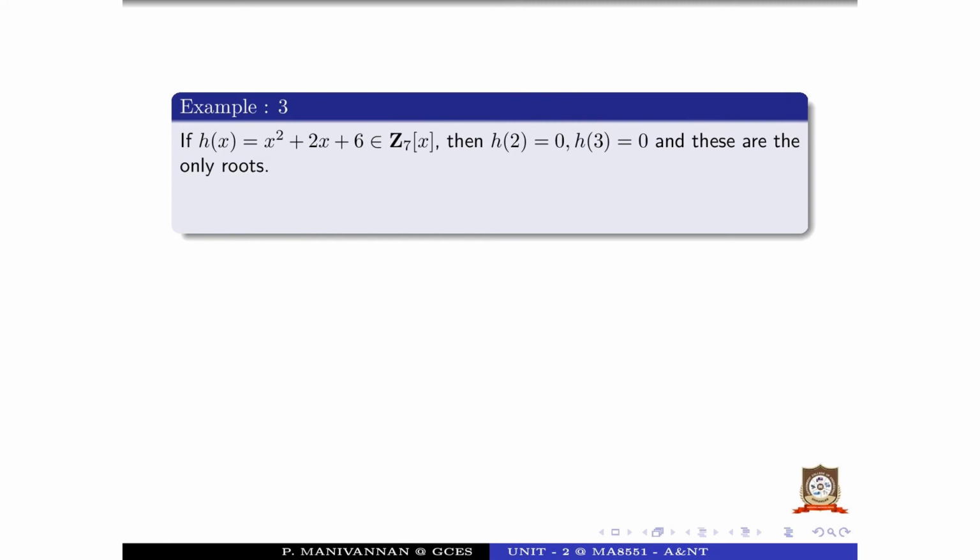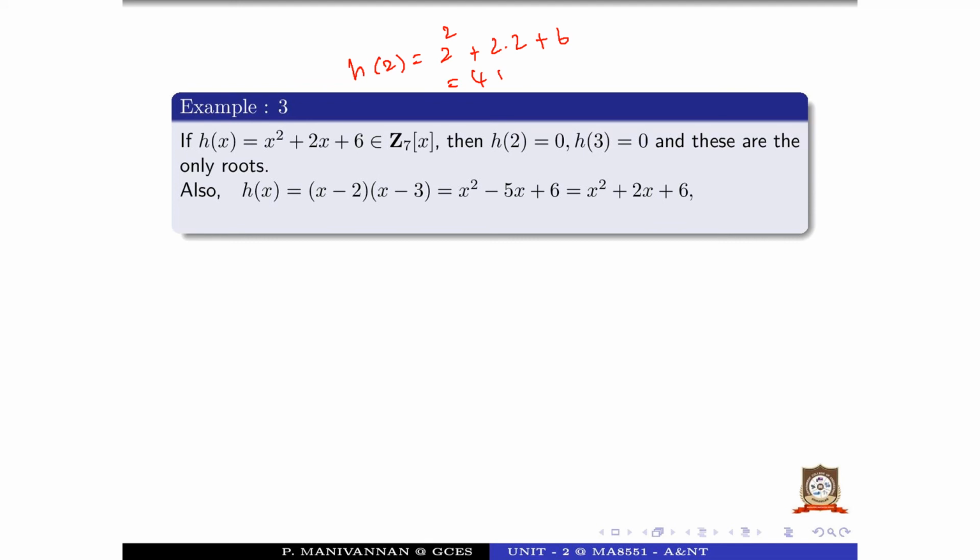Another example: h of x equal to x squared plus 2x plus 6 belonging to Z7 of x. Then h of 2 is what? h of 2 is equal to 2 squared plus 2 into 2 plus 6, equal to 4 plus 4 plus 6, equal to 14. 14 equals 0 under mod 7. Similarly, h of 3 equals 0. Therefore, these are the roots.